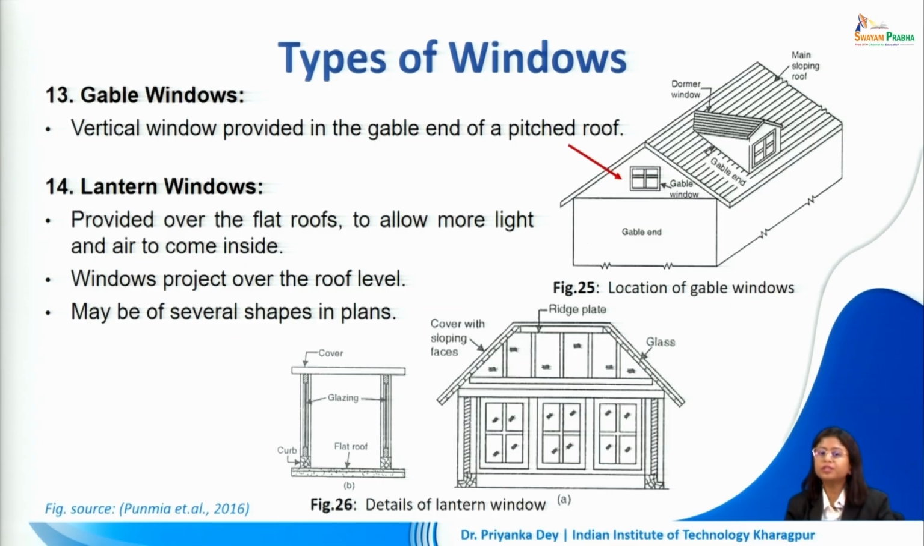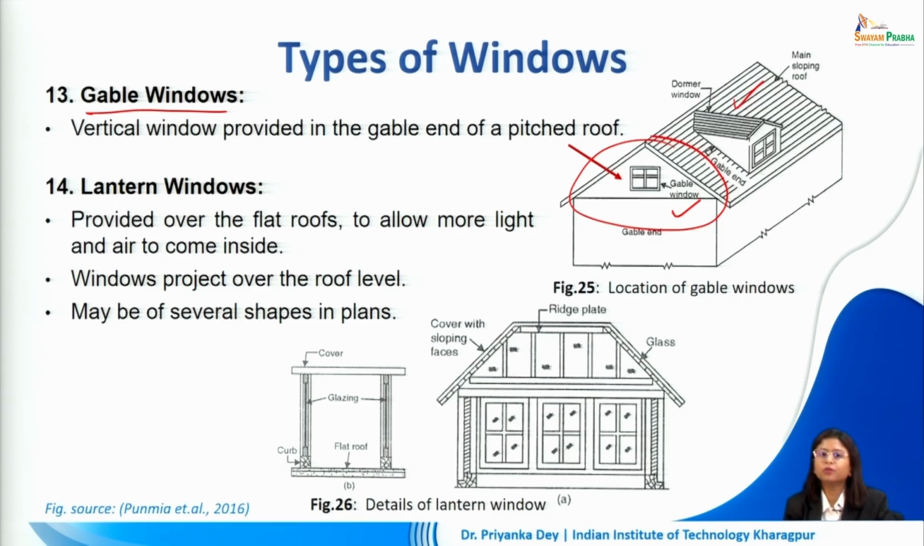Another type of window is possible only in the case of a pitched roof, and that is called the gable window. Now this vertical window is provided in the gable end of the pitched roof, which is this side. So the dormer window and the gable window are only possible in case of a pitched roof house.